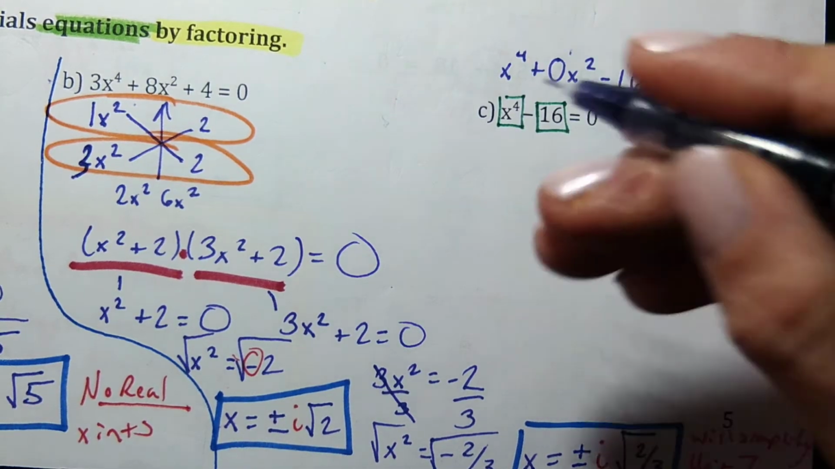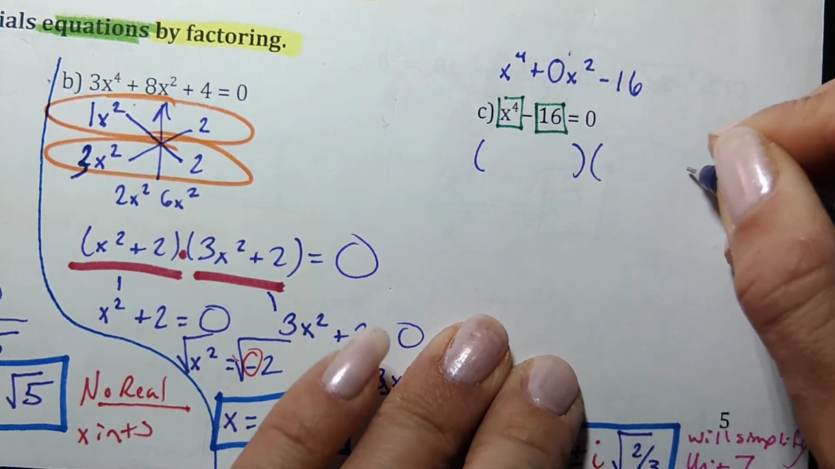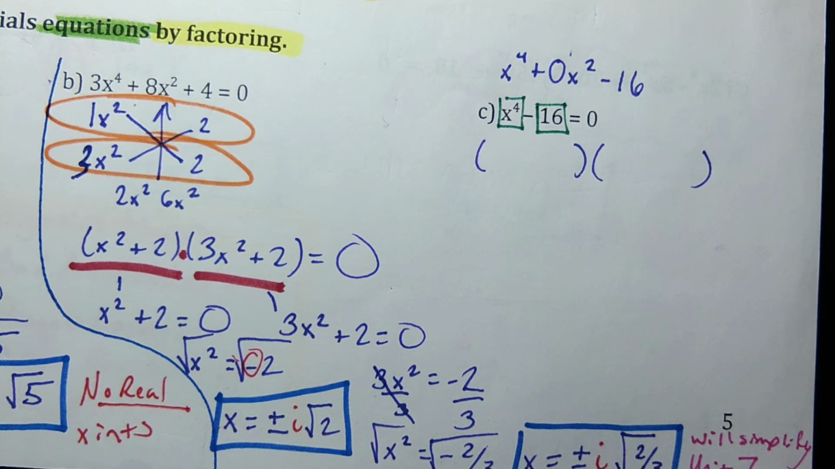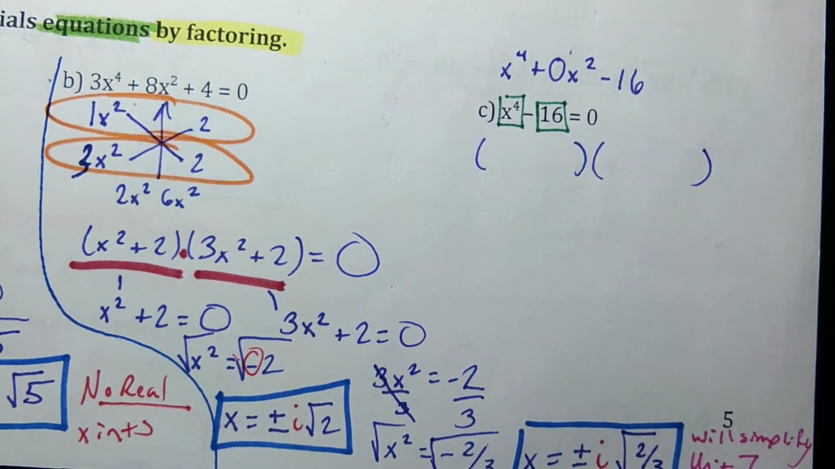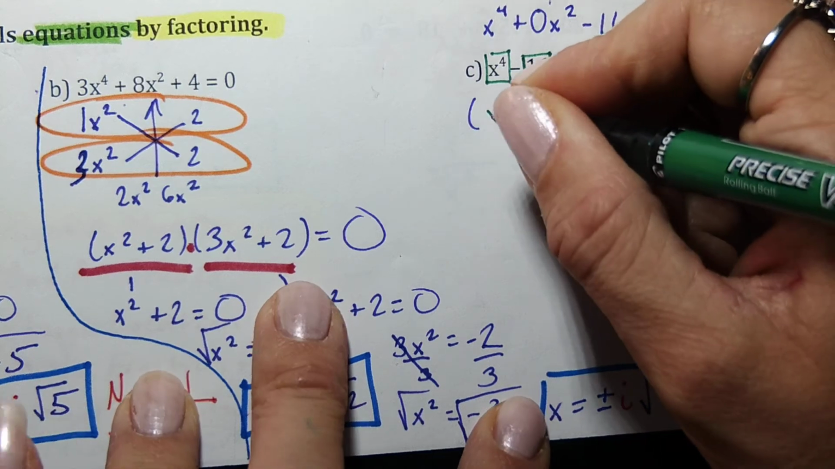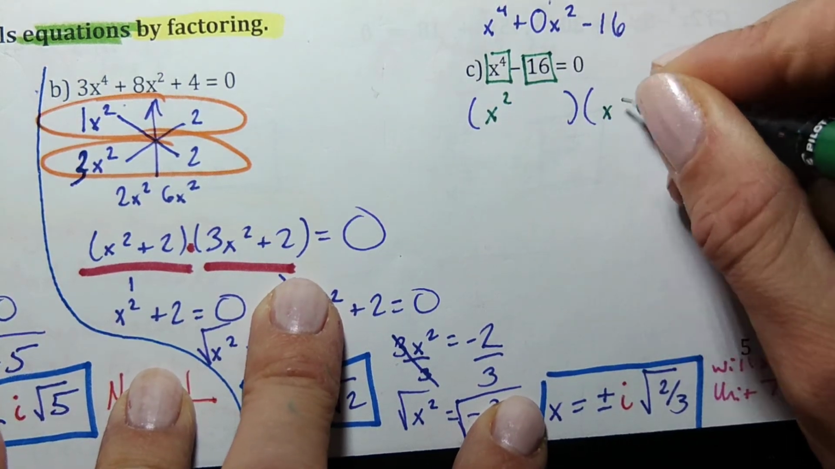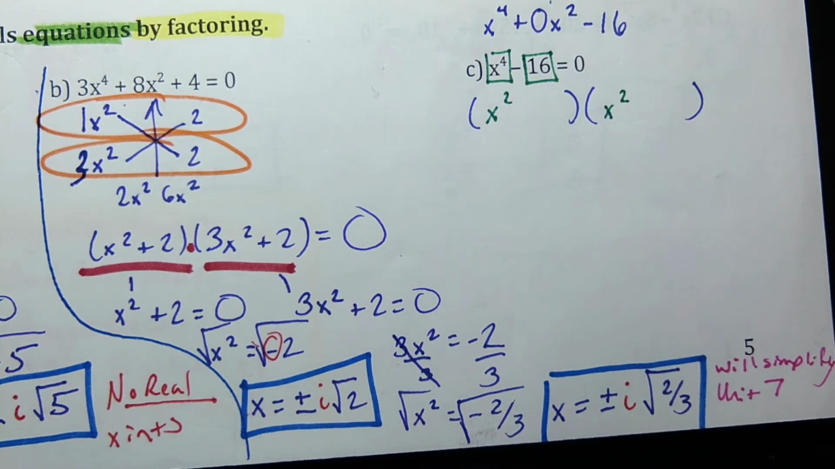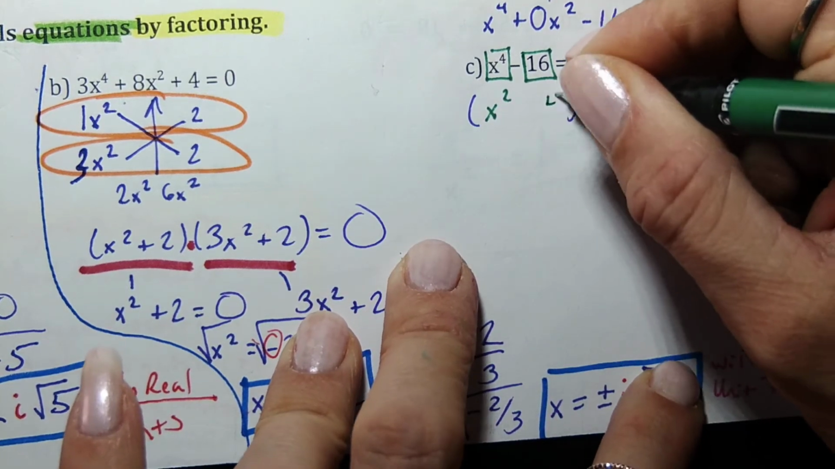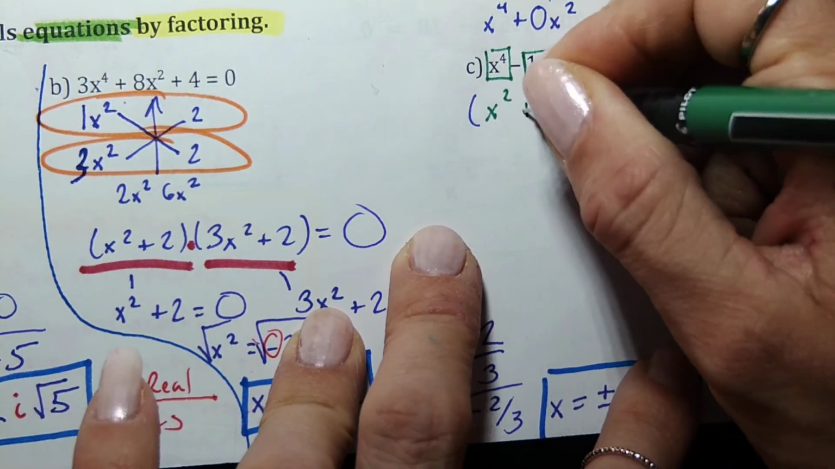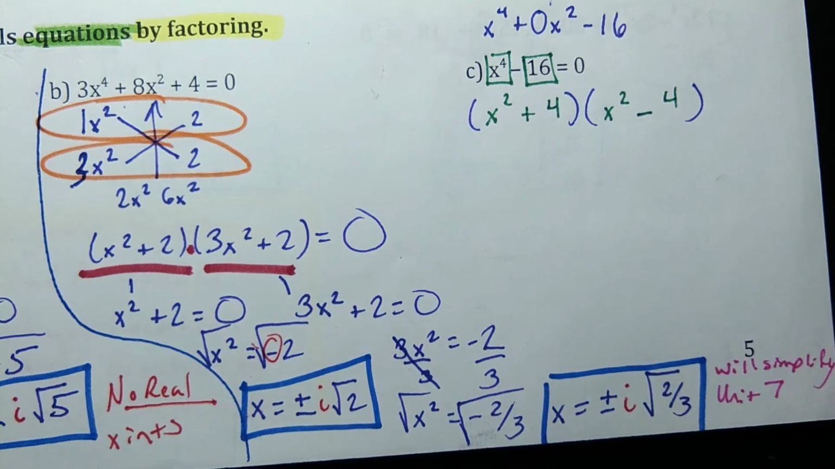So what this means is we can factor this as the perfect square factors of x to the 4th, and what would those be? x squared and x squared, and my perfect square factors of 16, 4 and 4. One gets a plus, one gets a minus.